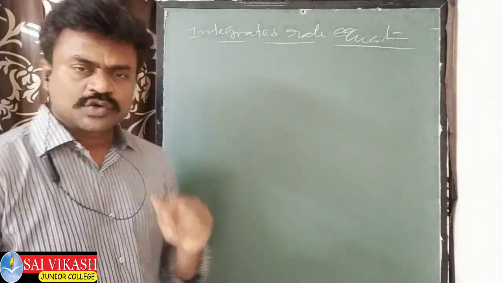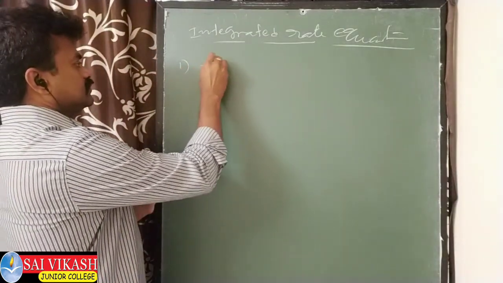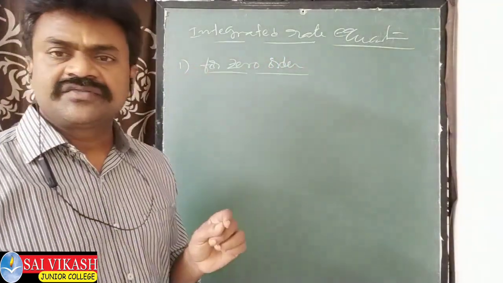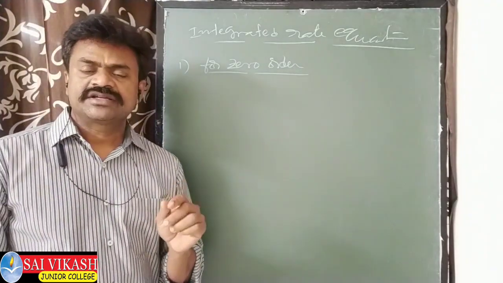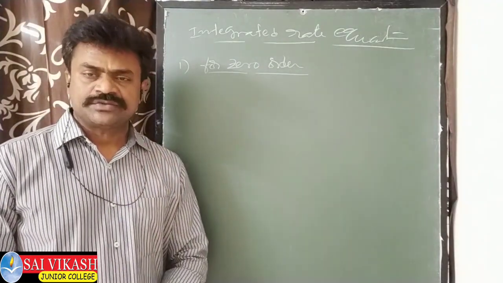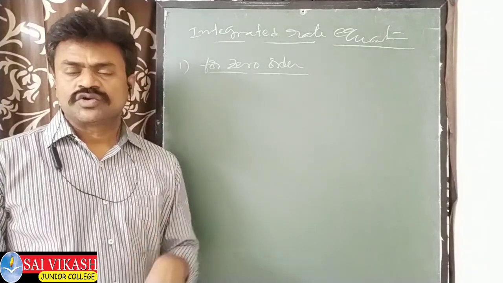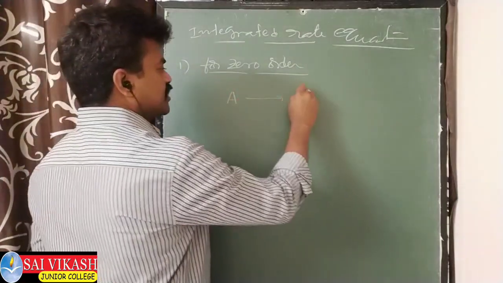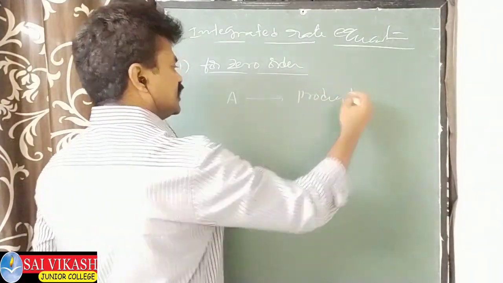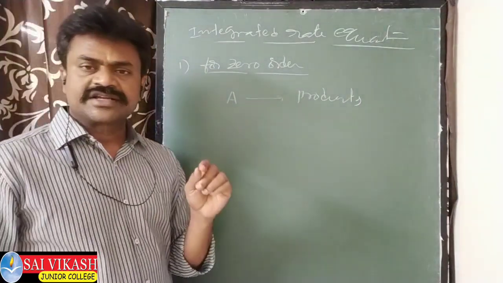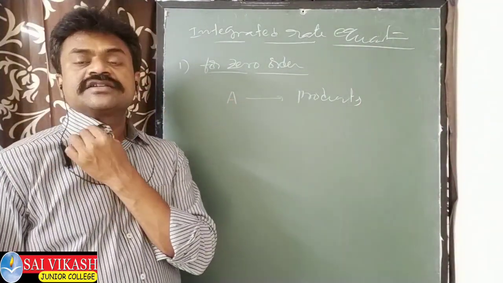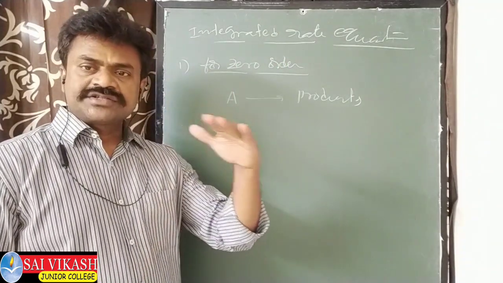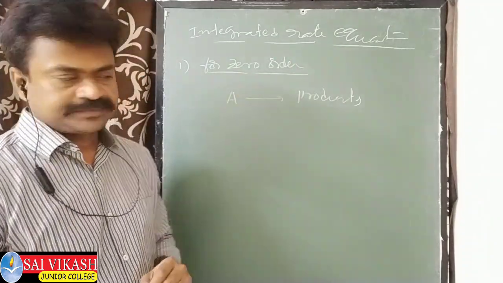First of all, number one, for the zero order. These integrated rate equations are very important for the numericals, for subjective and objective examinations also. So let us take any zero order reaction. General reaction I am considering now. See, I am taking A gives products. A gives products is one general reaction. It is zero order. Zero order reaction means, I told you, its rate is always constant. Means constant speed is going on always.